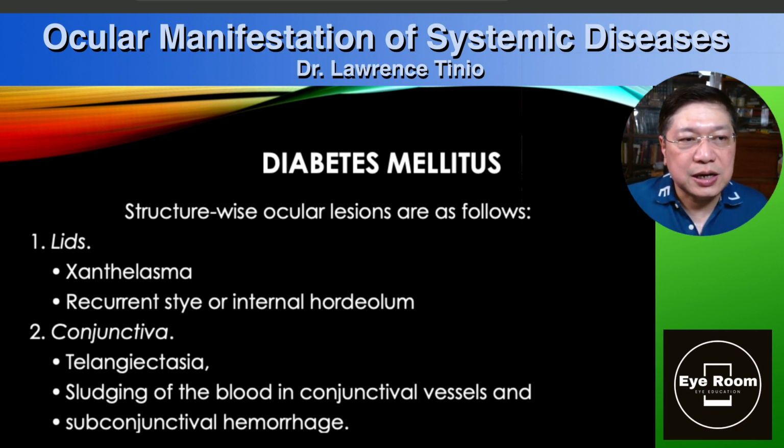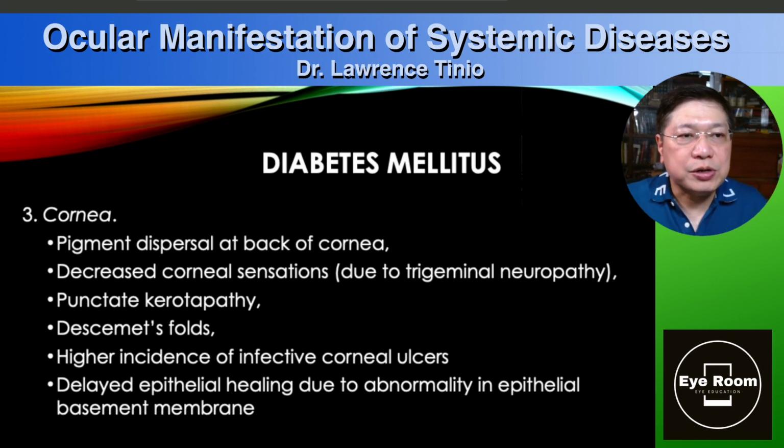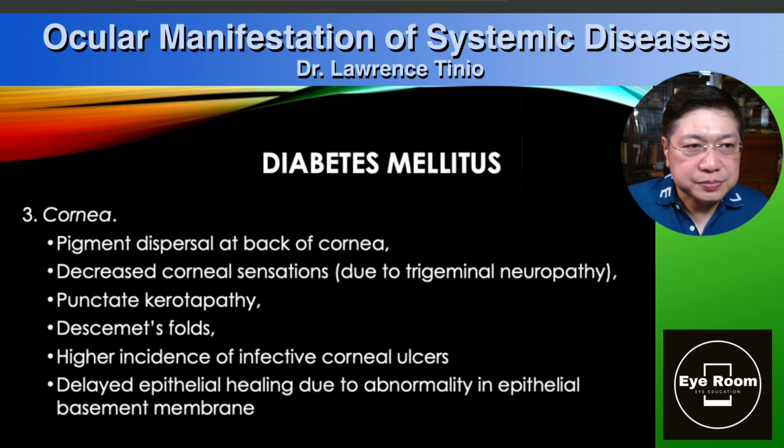In your eyelids, you can have xanthelasma, or you can have recurrent sty or internal hordeolums. In your conjunctiva, you may have telangiectasia, which is your blood vessels becoming corkscrew. There's sludging of the blood in the conjunctival vessels and some conjunctival hemorrhage. Your cornea would have pigment dispersion, especially at the back of the cornea. You'll have decreased corneal sensation, usually due to a problem with your trigeminal nerve.